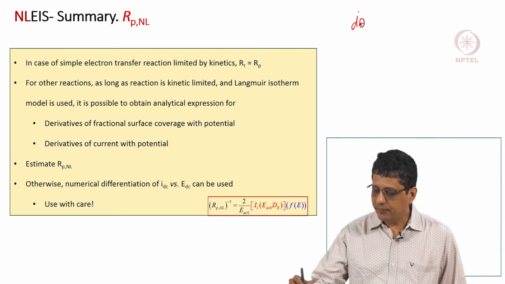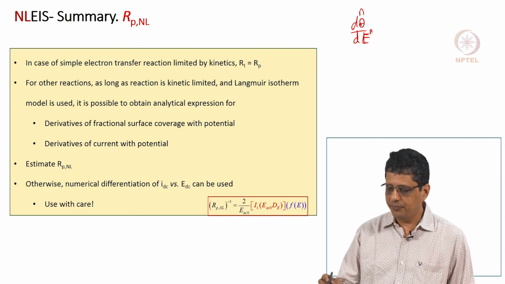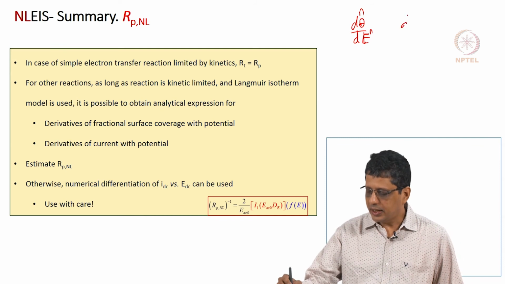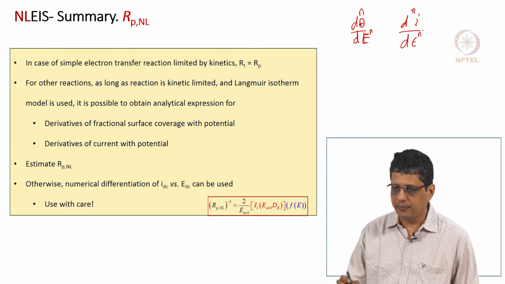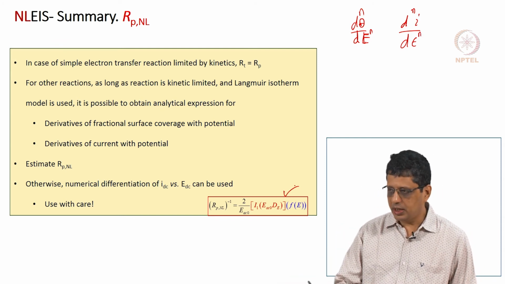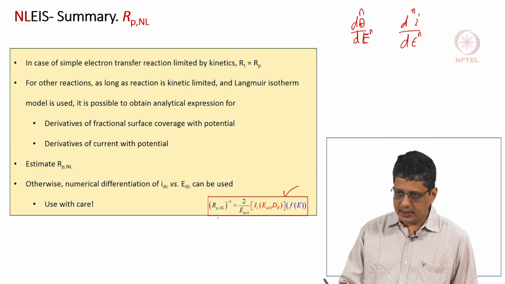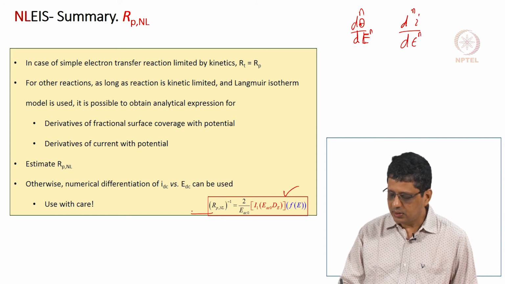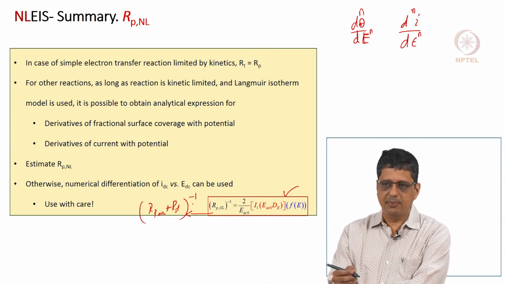basically we can calculate the change in fractional surface coverage with respect to potential, the derivatives, and we can calculate the nth derivative of current with respect to potential. And then using this expression or the equivalent of this expression, we can calculate the polarization resistance. Okay. And in case solution resistance is important, we have to write this as Rp NL plus R solution, inverse of this. Okay. Now, what happens if mass transfer is not rapid?